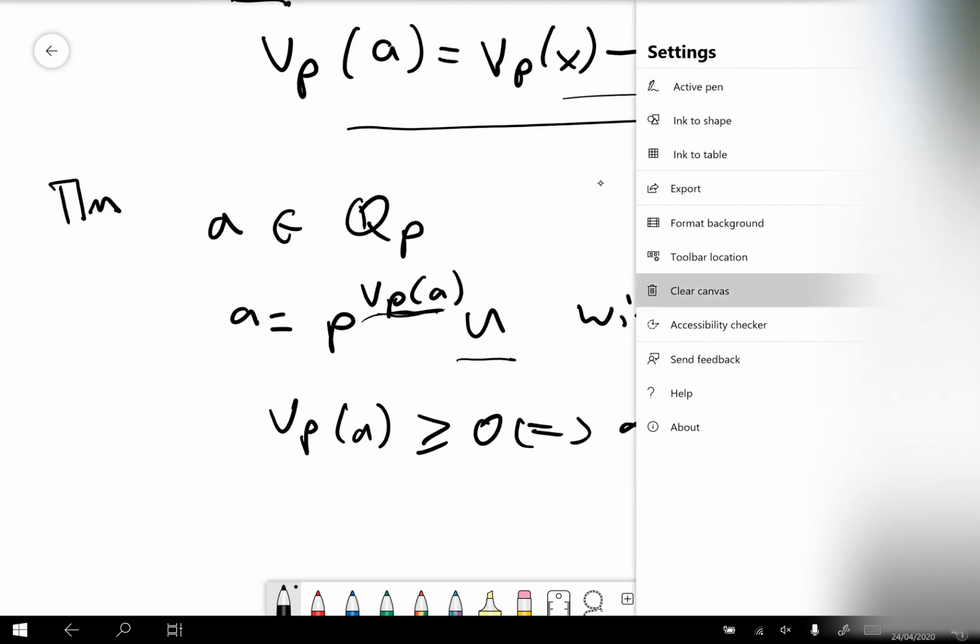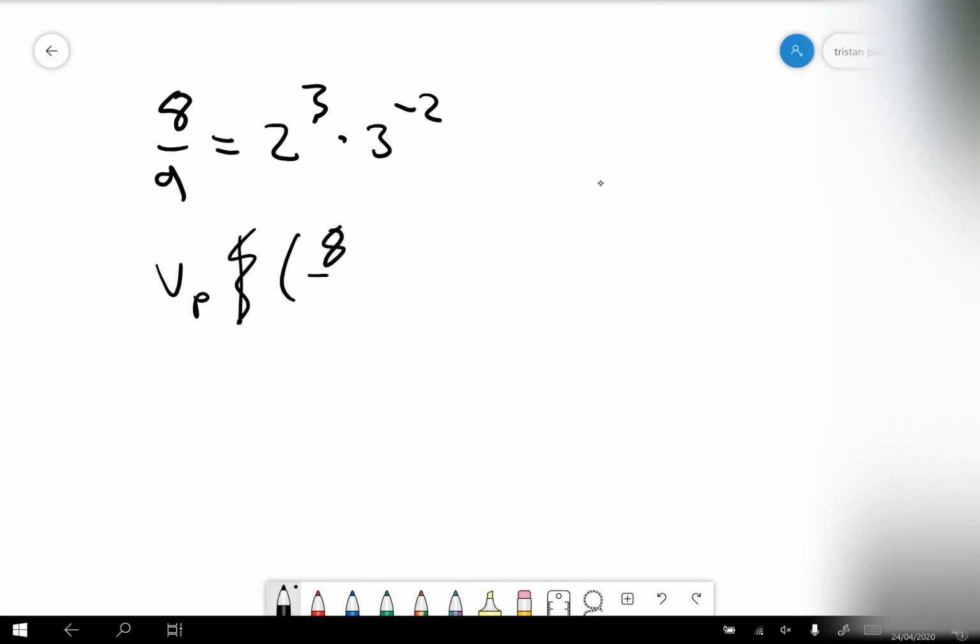So let's look at a couple of examples. Let's consider the fraction, say, 8/9. We can write that as 2 cubed times 3 to the negative 2. Then for v_p of 8/9, say we let p be 2, then we look at the cubed here and that will just give us 3.